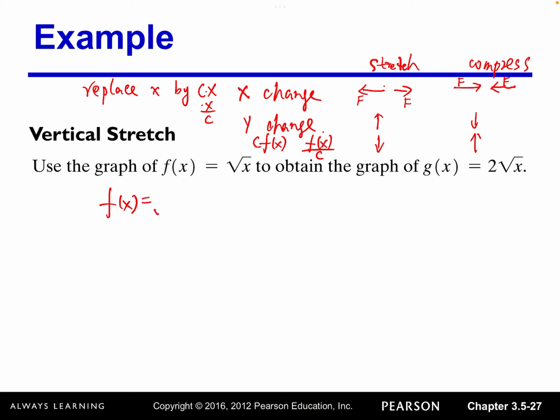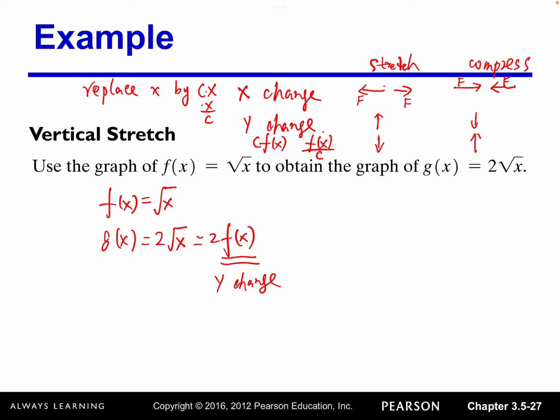f of x equals square root of x. We still use the square root function as illustration. And g of x equals 2 times square root of x. So 2 times square root of x we can write as 2 times f of x, right? That is 2 times y, so it's a multiply. That's why it is either a stretch or compress. Which one is it? This is a y change, so it's the vertical direction.